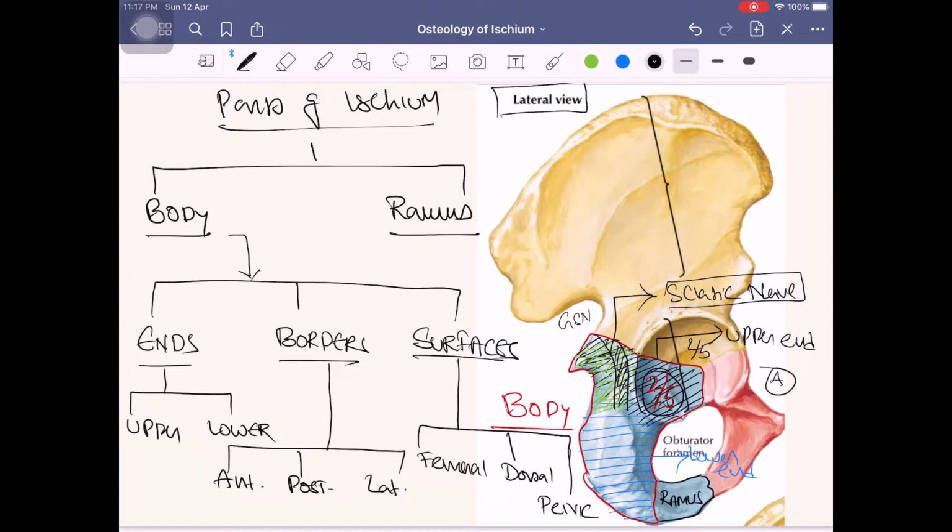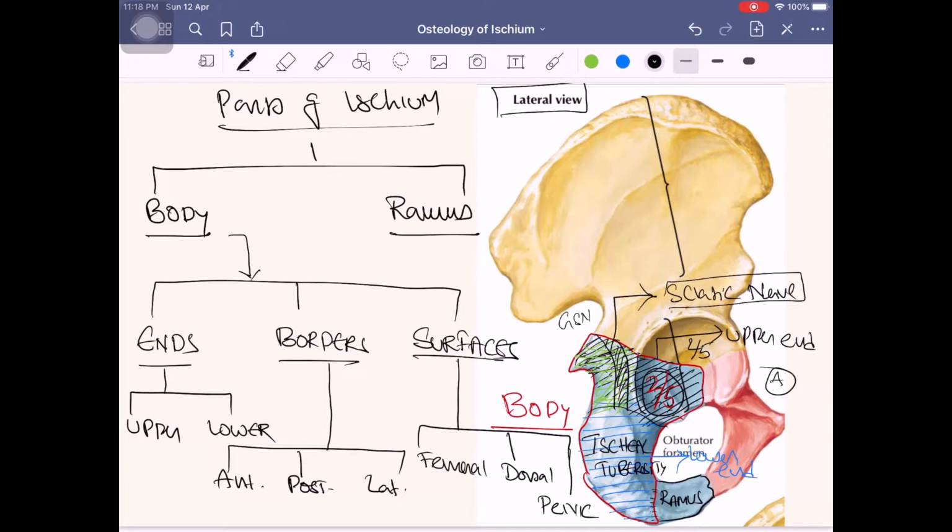Now what about the lower end? As far as the lower end is concerned, the remaining area I told you till here, this part, the remaining area, we call the lower end. You can see all this was the upper end, and this entire part is what we call the lower end. It forms a thick area, a rough area, looking very rough. If you notice in the picture, this is what we call your ischial tuberosity. Ischial tuberosity is an important question. So what is ischial tuberosity? It is the lower end of the body.